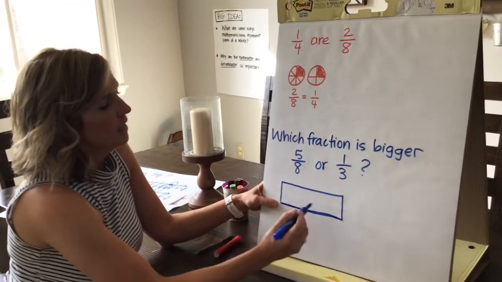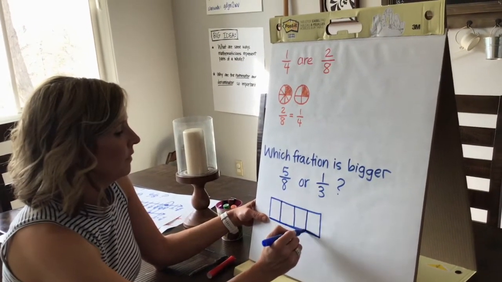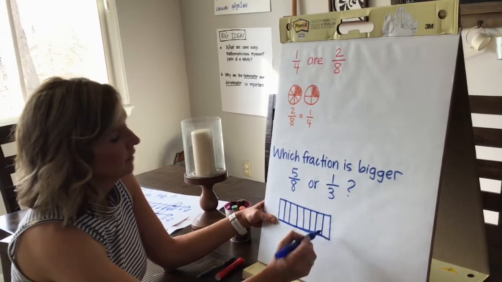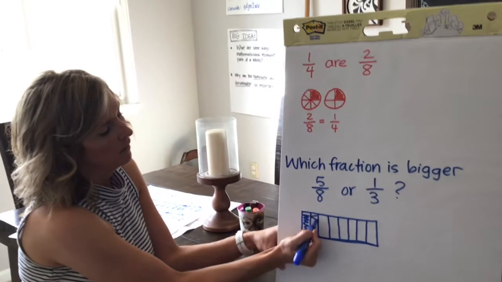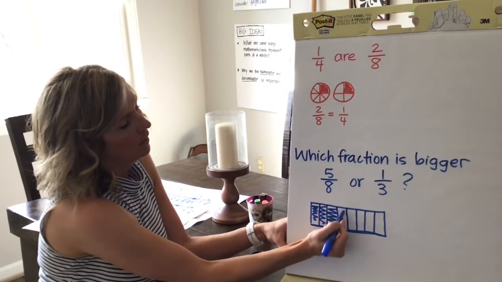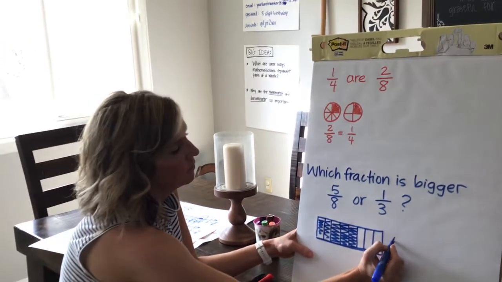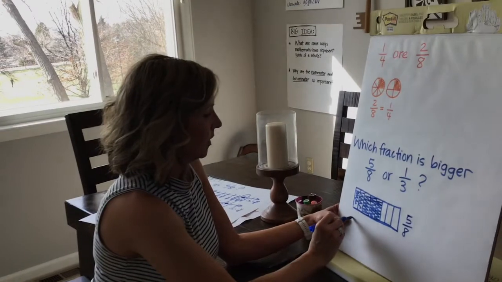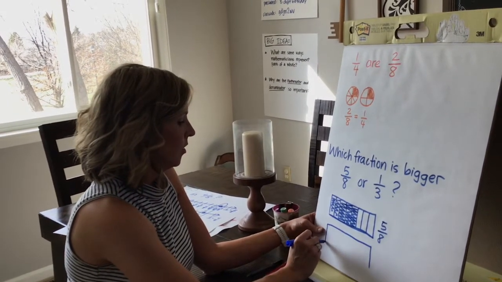I'm going to cut this into 8 parts. So first I'll cut it in half, cut those halves in half, and then cut those halves in half. Look at all that halving. Okay, and it's telling me to count 5 of them. 1, 2, 3, 4, 5. This is showing 5/8. Now we're going to compare it to 1/3. Again, that model has to be the exact same size or it won't work at all.